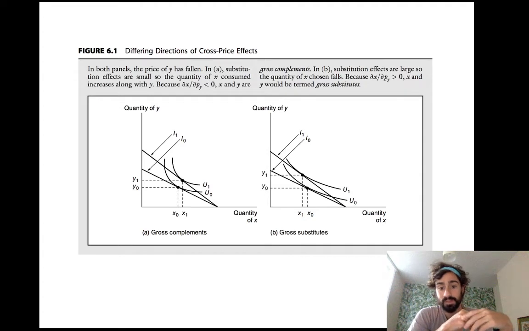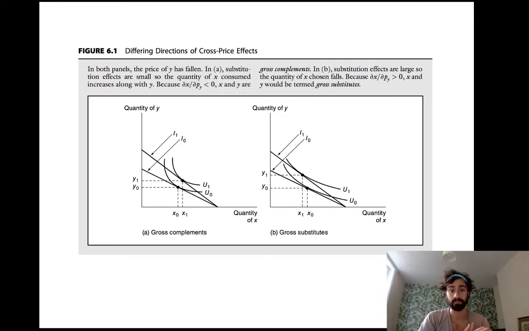So perfect complements would be something like left shoes and right shoes. Something that you have to consume exactly in a pair. And when you have to consume something exactly in a pair, if the price of one goes down, you can now afford more pairs. But that means that you're consuming more left shoes and more right shoes. So when the price of left shoes falls, this gives you more income. You were spending however much on pairs of left and right shoes. Now you have a little bit of extra money because the price of the left shoe fell. You're going to spend that money not only on left shoes, but also on right shoes because to get more utility out of that extra income, you have to buy an entire pair or a unit of shoes.